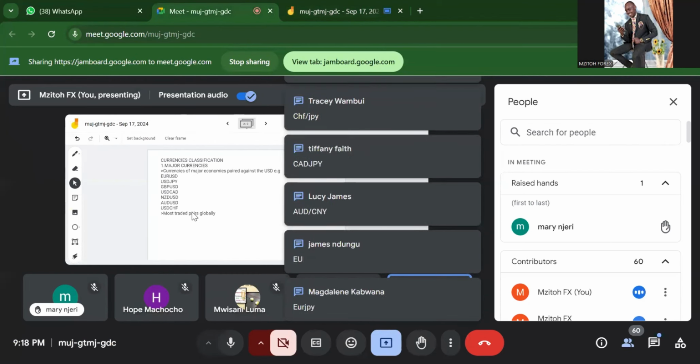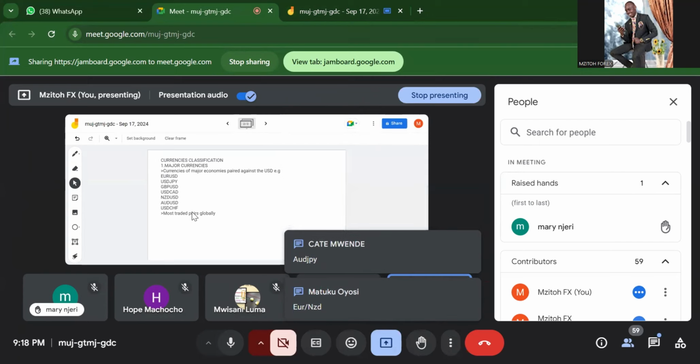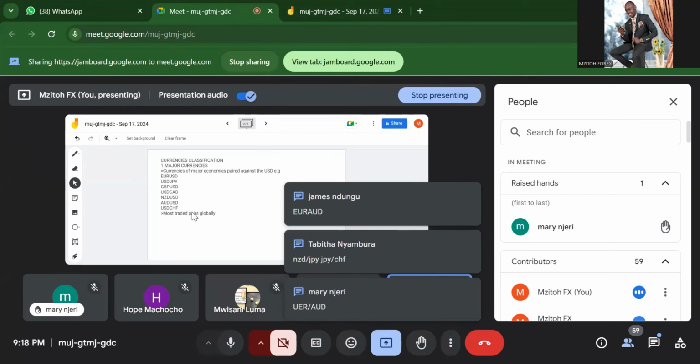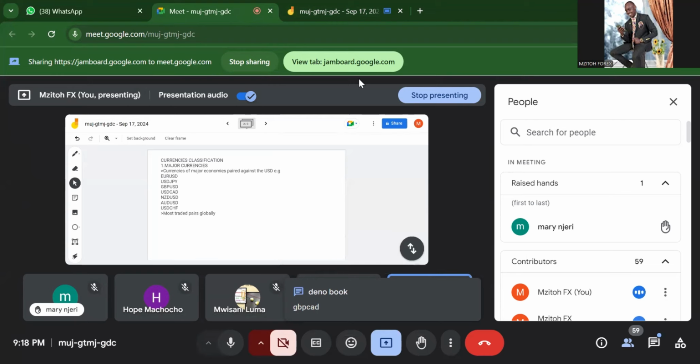People are getting it. EU no, EU is Euro USD. NZD AUD, AUD NZD. Okay. AUD JPY, correct. Euro NZD, correct. Euro AUD, correct. NZD JPY, correct. GBP CAD, correct. So you are getting it right. I think we are following and I'm happy. So those are examples of minor currencies.